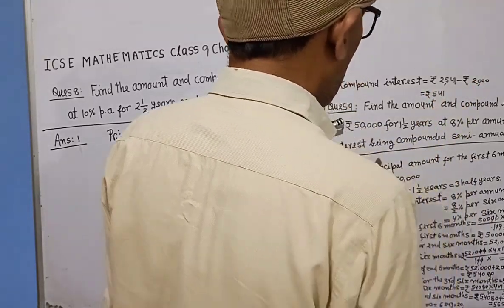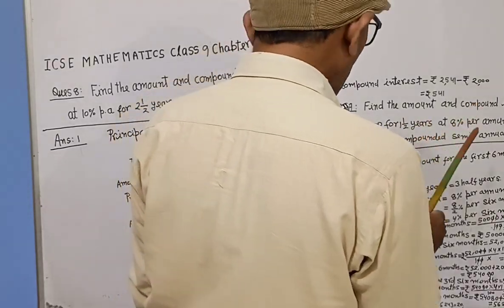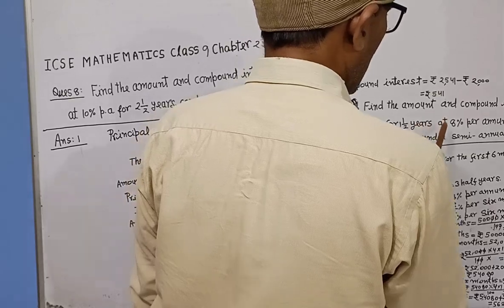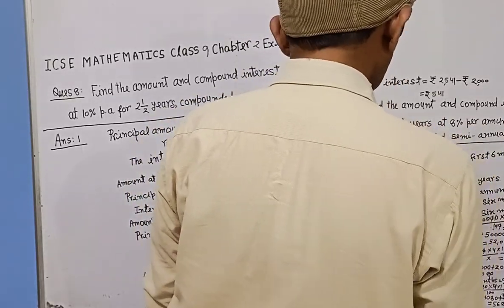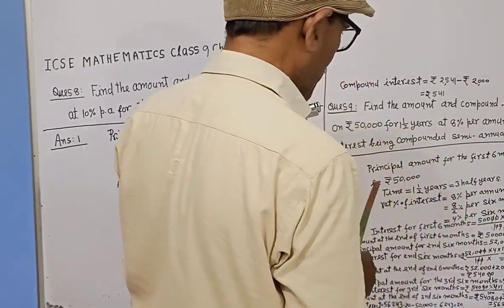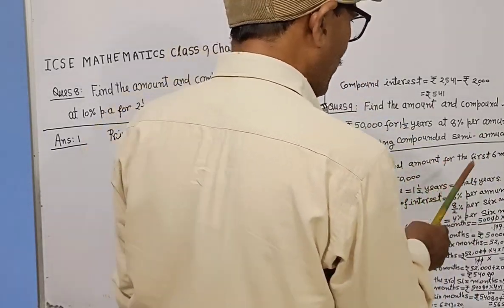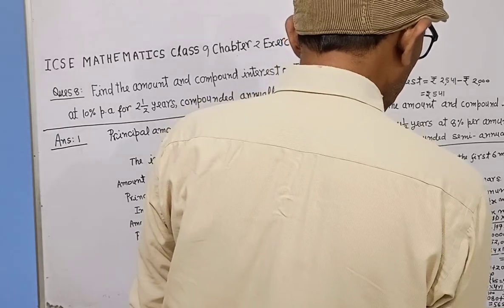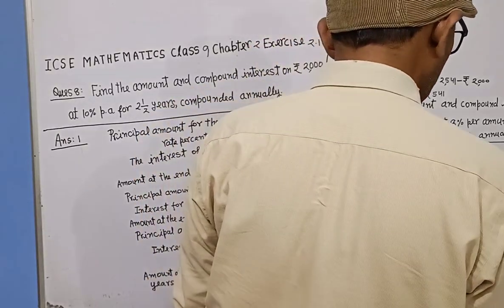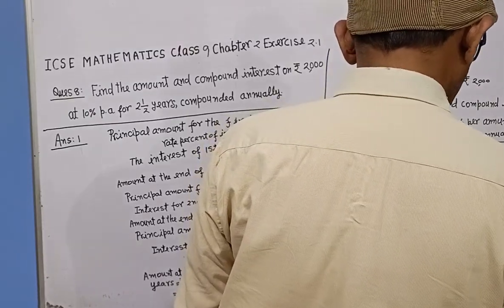Question 9. Find the amount and compound interest on rupees 50,000 for 1.5 years at 8% per annum, the interest being compounded semi-annually. Answer 9. Principal amount for the first 6 months is rupees 50,000. Time is equal to 1.5 years, which equals 3 half years.